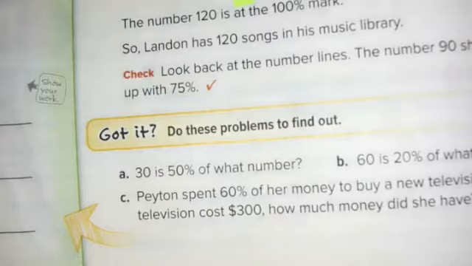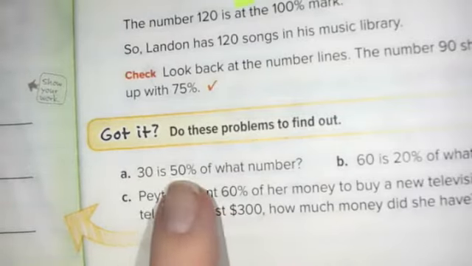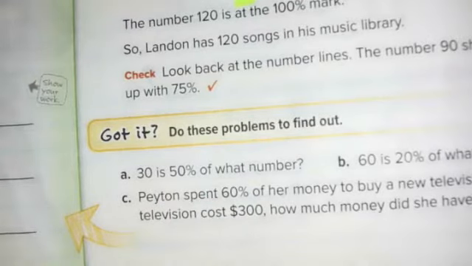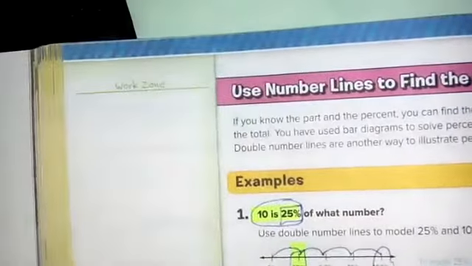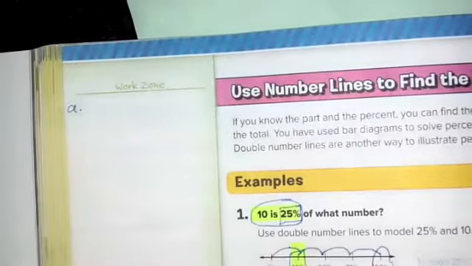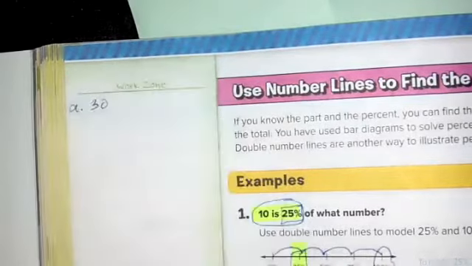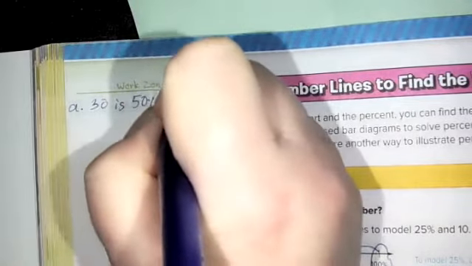However, I want us to do this problem with a double number line because we already know that the answer is 60. So we want to just prove that with the double number line with a problem that's easy for us to understand, so we can see how the double number lines work for solving. So let's do that over on the left-hand side where we have some workspace. 30 is 50% of what number? So let's do that right here. Letter A, 30 is 50% of what number?